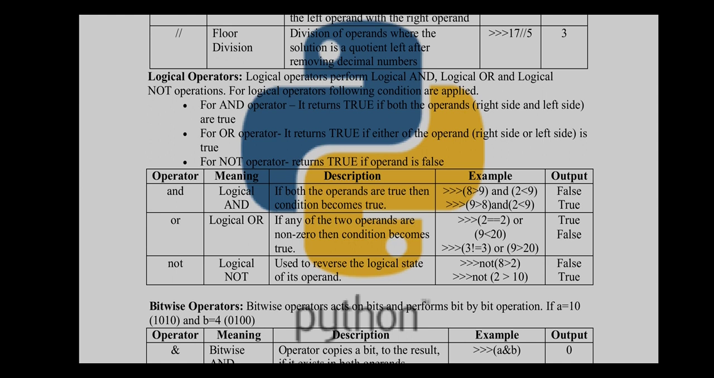So we'll see how it works. For a logical and, you have to use the and operator. For logical or, you have to use the or operator. For logical not, you have to use the not operator.